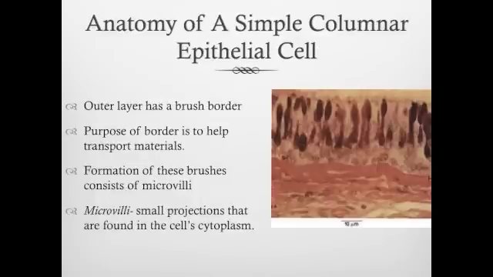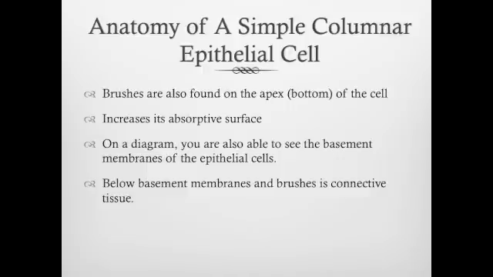The anatomy of the simple columnar epithelial cell is kind of simple. The outer layer of it has a brush border. This brush border is used to help transport materials. Its whole anatomy is made of microvilli, like little brushes that project out of the cytoplasm. These brushes help to move things along, transport materials, and basically they're just there to be movers.